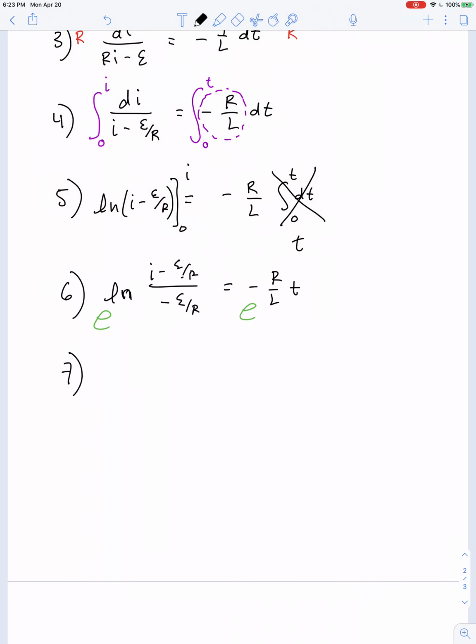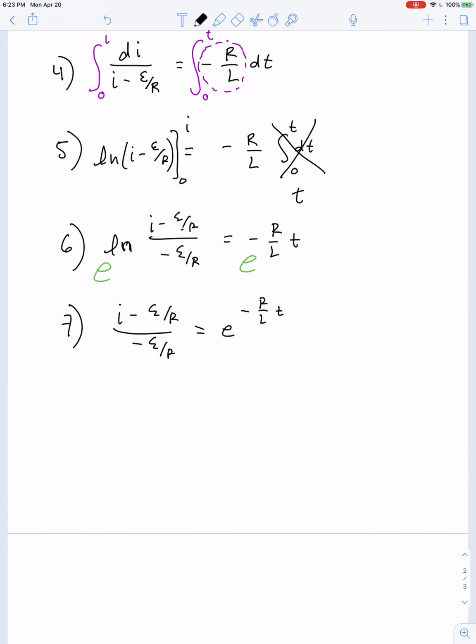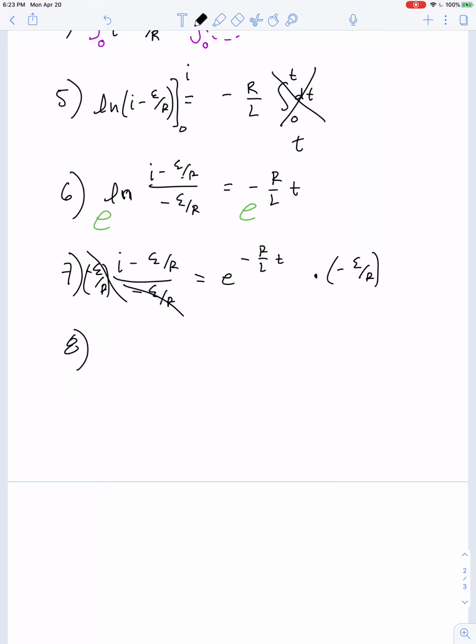So in step 7, we get I minus E over R divided by negative E over R is equal to e to the negative R over L t. And then we cross multiply on both sides of the equation. We're going to multiply by negative E over R, so it cancels out on this side of the equation. And so we get to step 8: I minus E over R is equal to negative EMF over R times e to the negative R over L t.